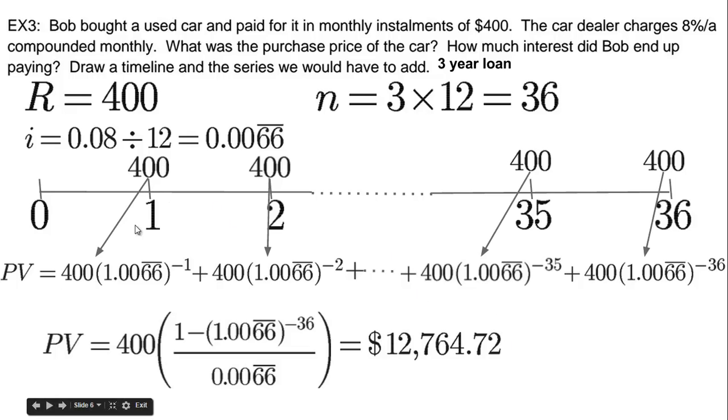Well, if he had bought the car right at the beginning, he would have only paid $12,764. So everything else is interest. So to answer this question, how much interest did he pay? Find out first how much he paid. And there's no formula to it. We're just multiplying 400 by 36. And we subtract the present value, subtract how much the car costs originally.